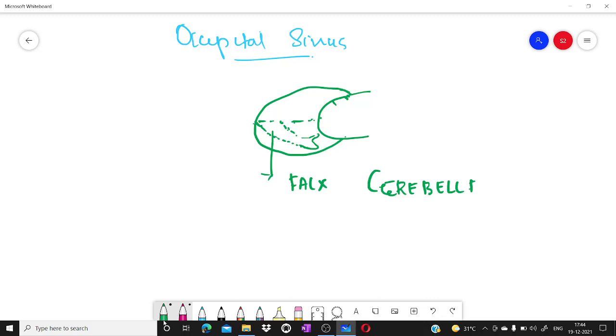Now, along the attached part of the falx cerebelli, we have another small dural venous sinus, an unpaired dural venous sinus, which is known as the occipital sinus. So the occipital sinus is related to which dural fold? It is related to the falx cerebelli. It is located along the attached margin of the falx cerebelli.